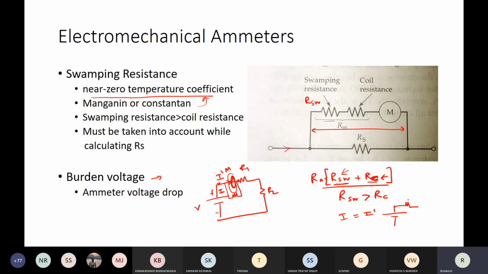So the effective circuit becomes like this. There is the meter resistance Rm, then R1, and then R2. And what will it cause? It will actually cause the change in current from I to I dash, right? So this I dash into Rm is the voltage drop across the resistance, right? And it is known as burden voltage or ammeter voltage drop. And what should be the ideal value of burden voltage? Zero. So we want it to be very small, as small as possible, to avoid the loading effect due to the use of ammeters.